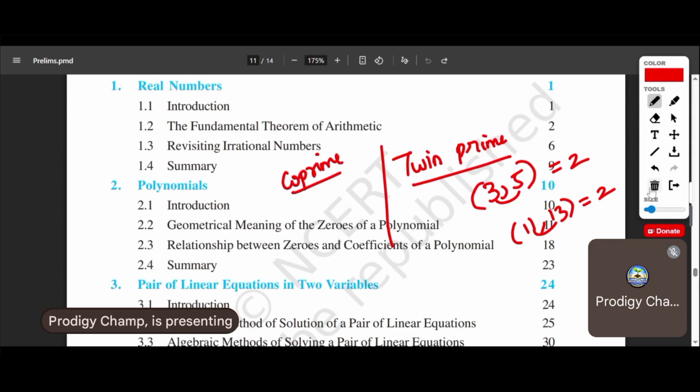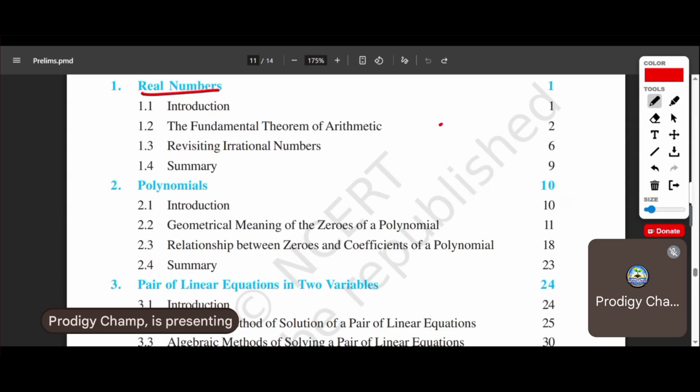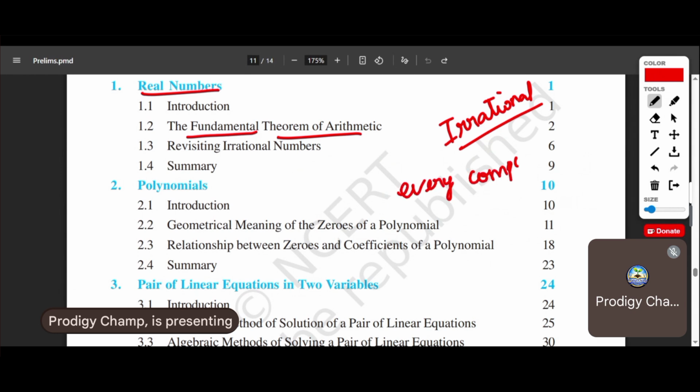All these things we will be learning in real numbers, including irrational numbers and proving a number is irrational. These concepts we will be learning. Fundamental theorem of arithmetic. What is that? Every composite number, note it down, can be factorized or simplified into a product of primes. Got it? So every composite number can be expressed as a product of primes.